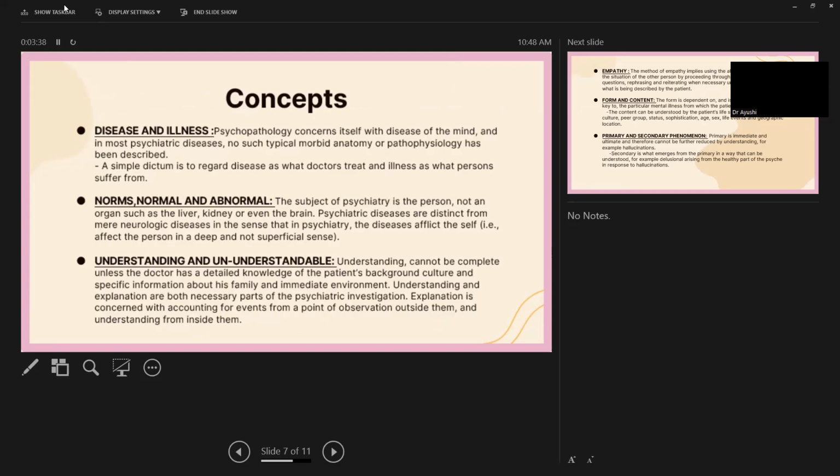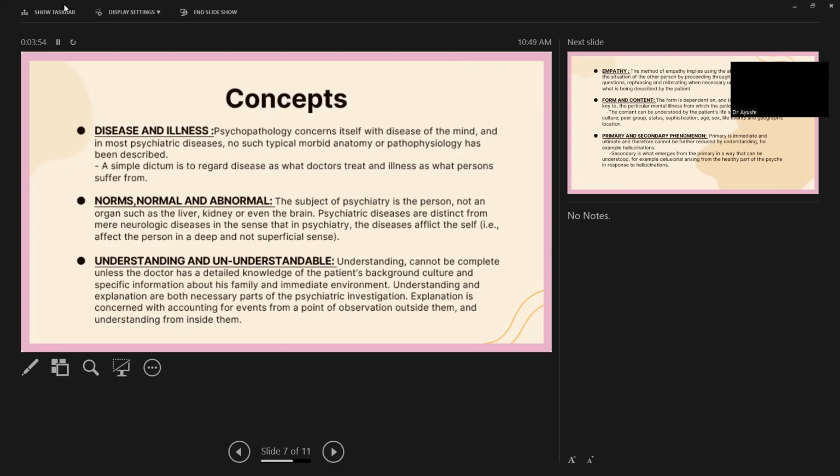The subject of psychiatry is the person, not an organ such as liver, kidney, or even the brain. Psychiatric diseases are distinct from mere neurological diseases in the sense that in psychiatry, the disease afflicts the self, that is, affects the person in a deep and not in a superficial sense.